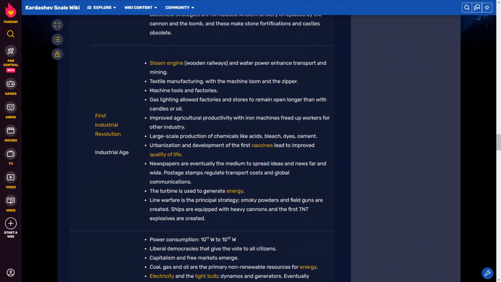The First Industrial Revolution. The steam engine, wooden railways, and water power enhance transport and mining. Textile manufacturing with the machine loom and the zipper. Machine tools in factories. Gas lighting allowed factories and stores to remain open longer than with candles or oil.